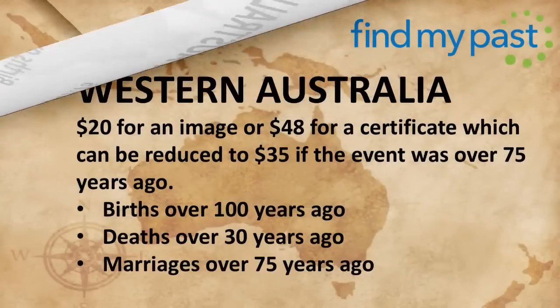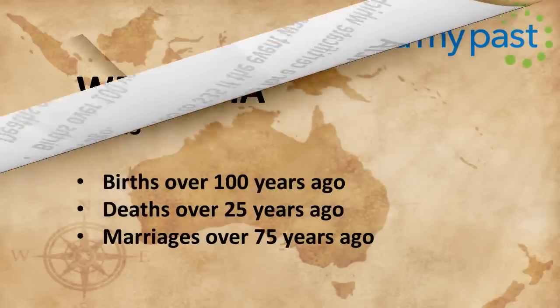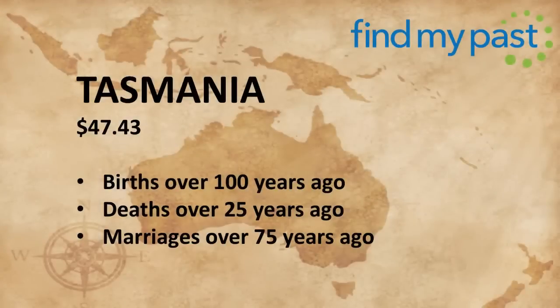Western Australia is $20 for an historical image or $48 for an historical certificate, which can be reduced to $35 if the event is over 75 years ago, for births over 100 years, deaths over 30 years, and marriages over 75 years. Tasmania is $47.43 for births over 100 years, deaths over 25 years, and marriages over 75 years.